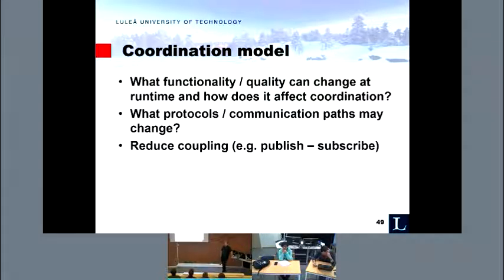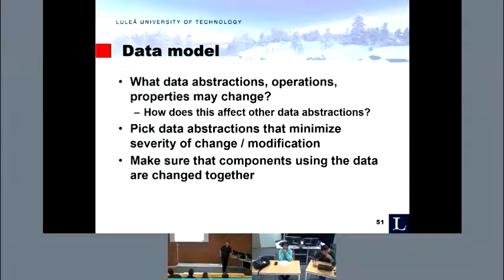Coordination model. Functionality and quality. So what can change at runtime and how does that affect how we coordinate, how we communicate between modules, etc. If there are any changes to protocols and communication paths, and of course we want to reduce coupling, for instance, by making publish subscribe services, which is a communication model. Data model, to make sure that we have somewhat flexible data management and data handling.